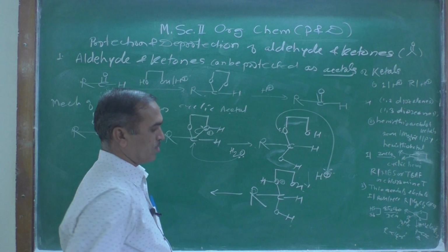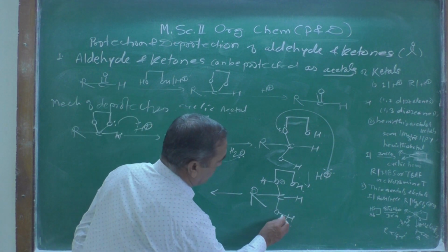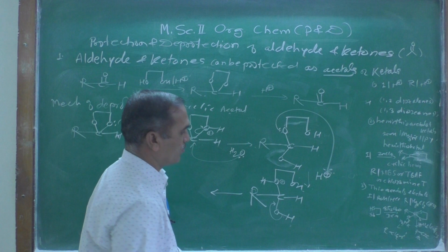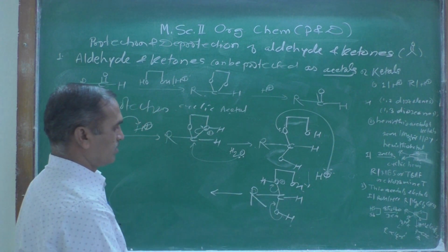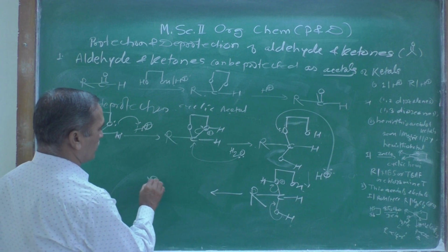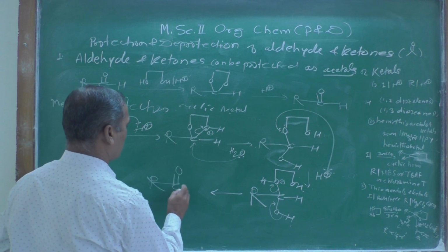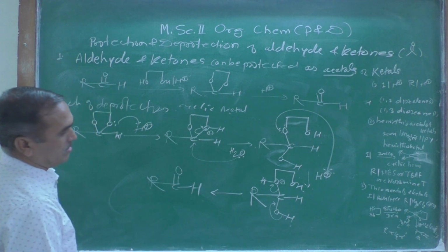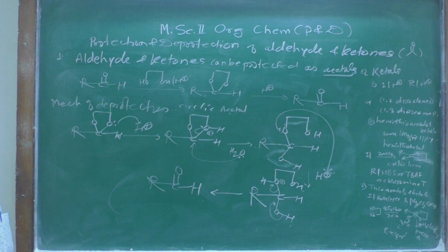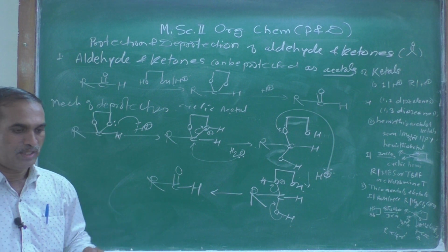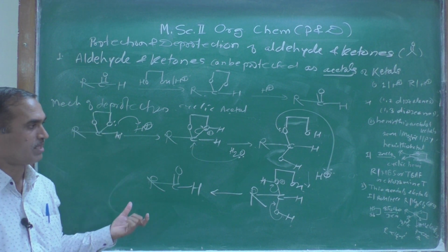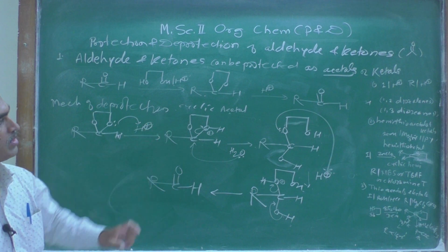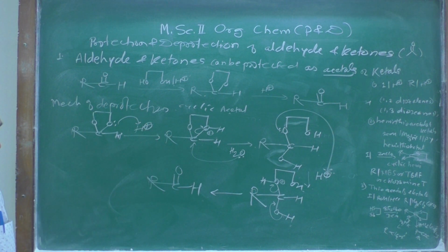Now after that what is going to happen? This sigma bond forms as a double bond over there, a pi bond, and this positive charge gets neutralized. Finally you are going to get the product RC double bond OH. This is acetaldehyde back over here. So in this way we have seen the mechanism of protection as well as deprotection for the cyclic acetal formation.